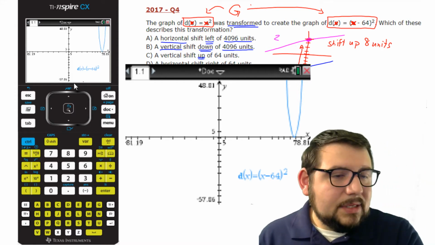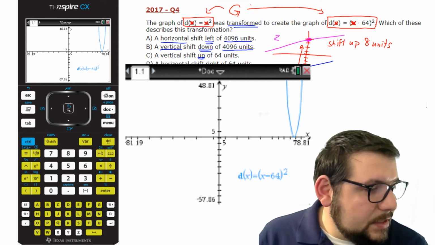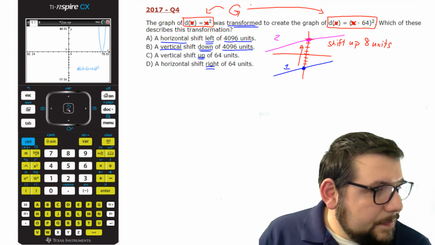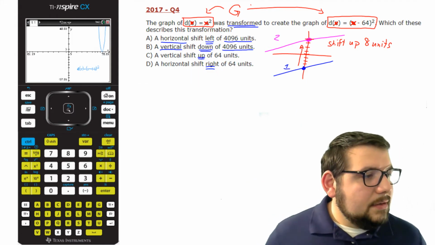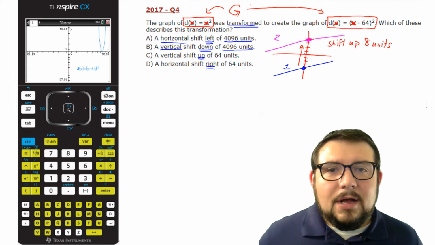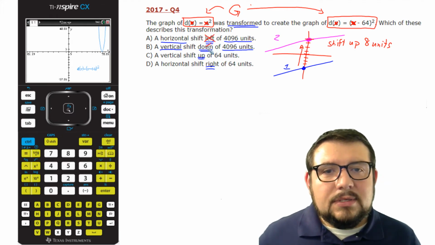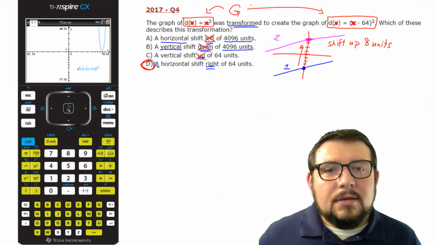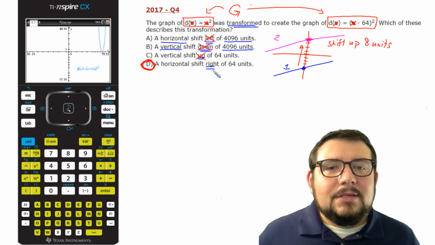So for our choices that are in front of us right now, we have a really easy choice to make. It moved to the right. So obviously there's only one. This one says left, out. This one says down, out. This one says up, out. This one says it moved to the right. Yay. Okay, so there we go. It moved to the right by 64 units.